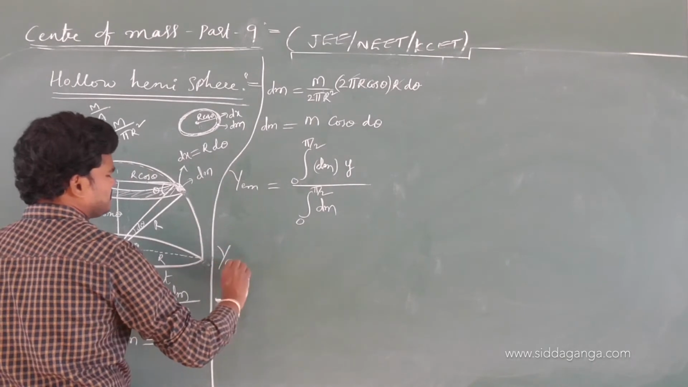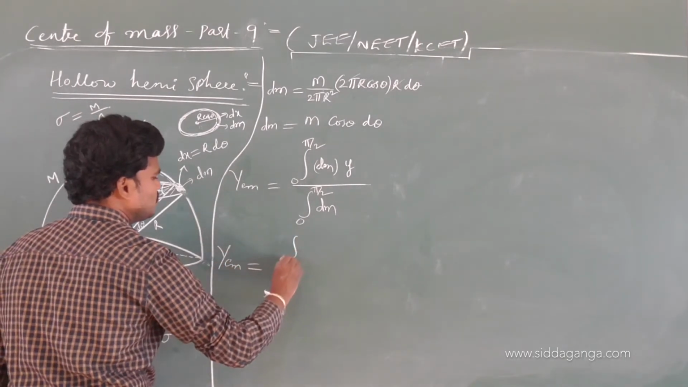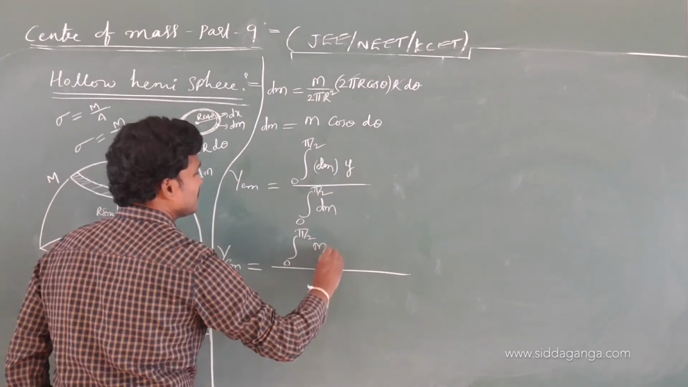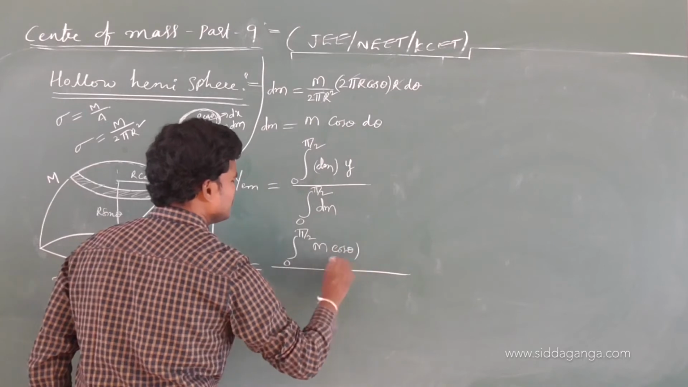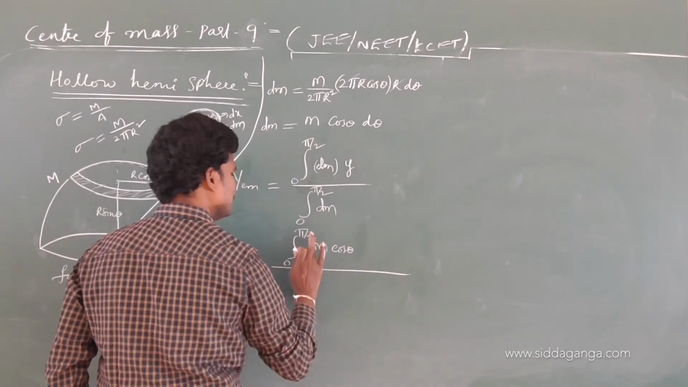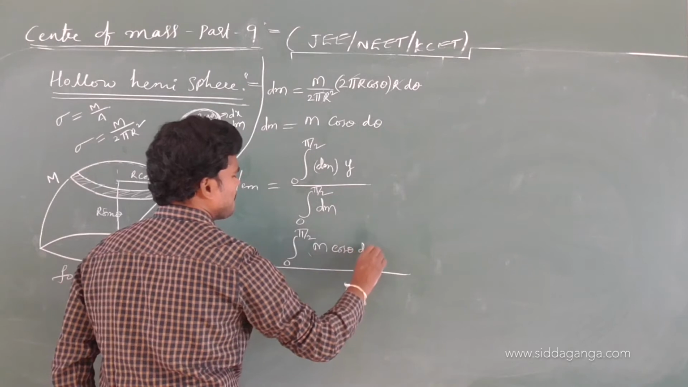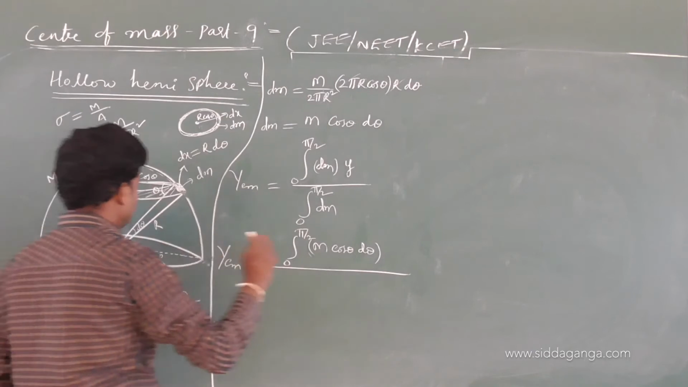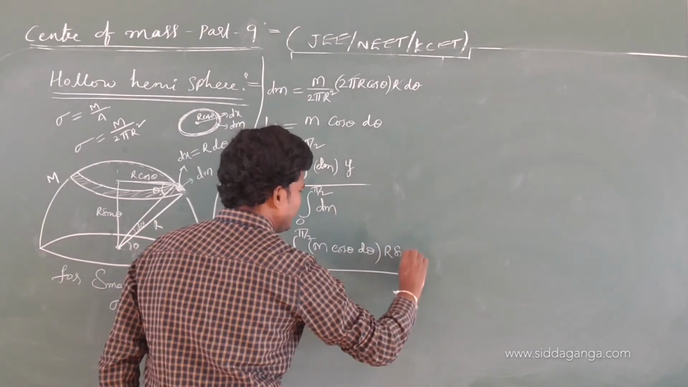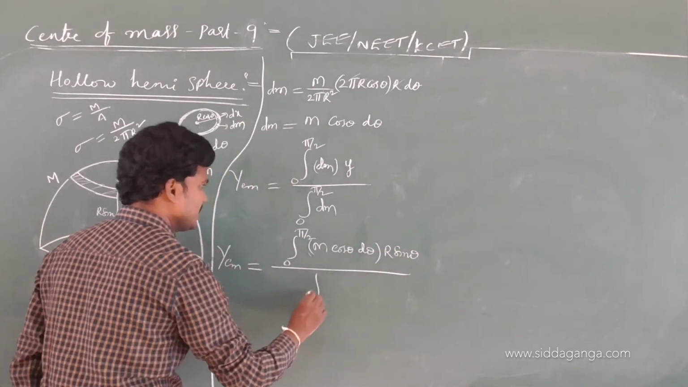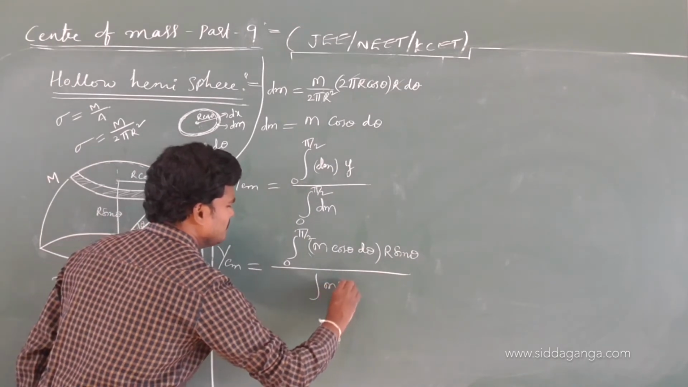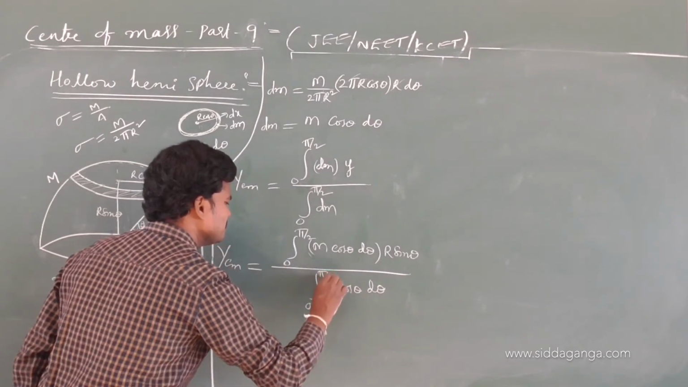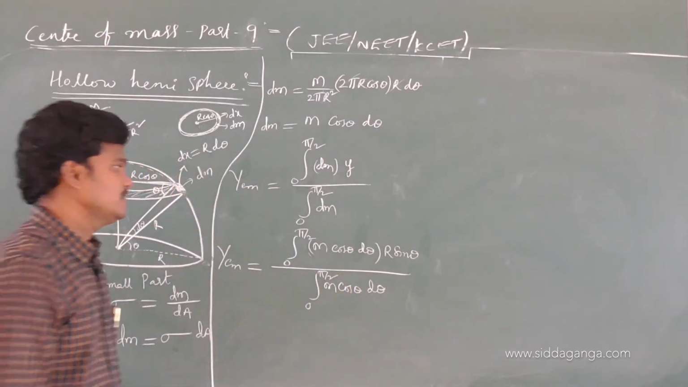So y_CM is 0 to pi by 2. dm, what is dm? m cos theta d theta, y component, r sin theta, by the integration of dm, m cos theta d theta, 0 to pi by 2. Yeah, some complicated integrations. So no problem.